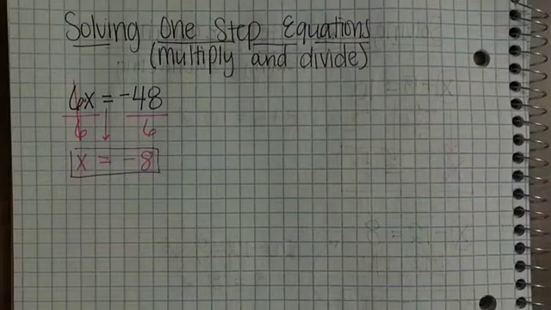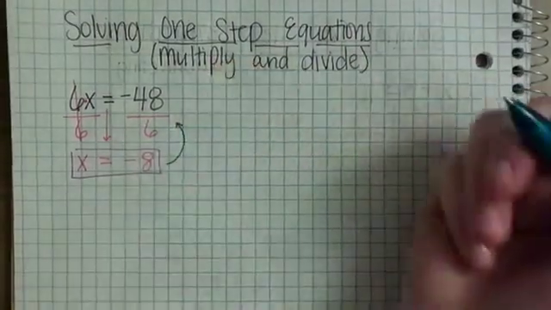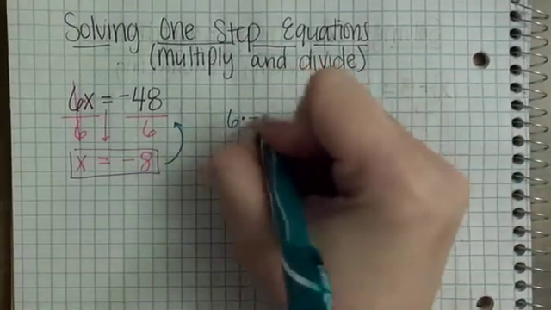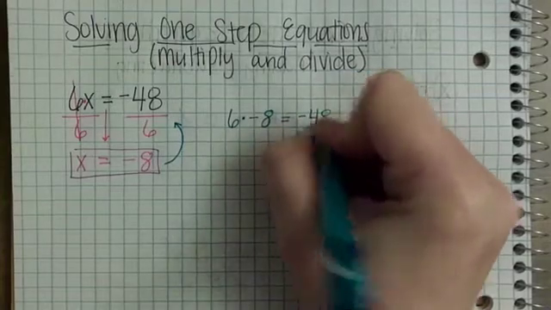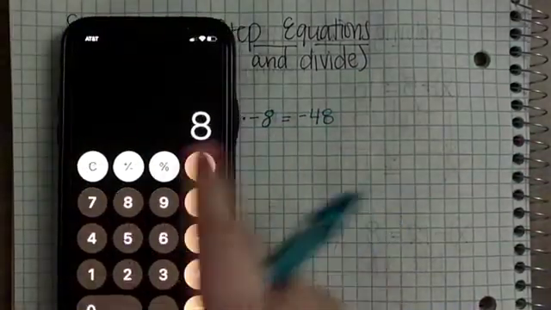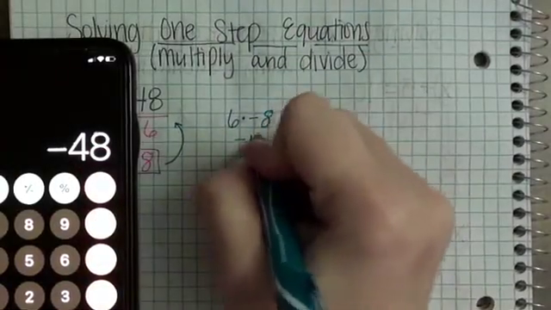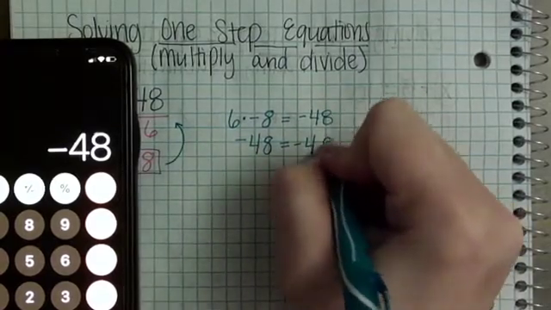So negative 8 would be your answer, but again, we're going to check that to make sure that that's actually true. I'm going to try to find a different color, and I'm not finding one, so this one's going to look like black, but it's not actually black. So I'm going to plug it in, and we would do 6 times negative 8 equals negative 48, and we're going to see if that's true. So 6 times 8, but it's a negative 8, so hit the negative button, equals negative 48, which equals negative 48.